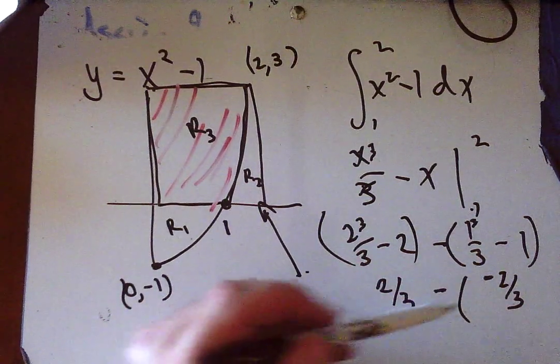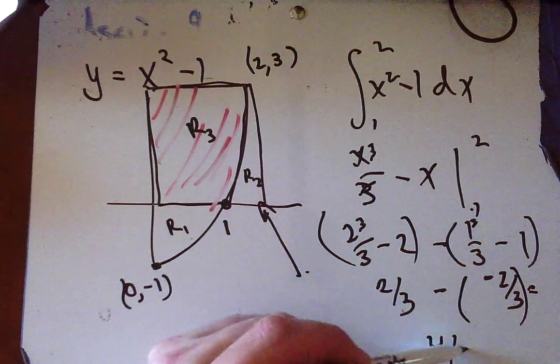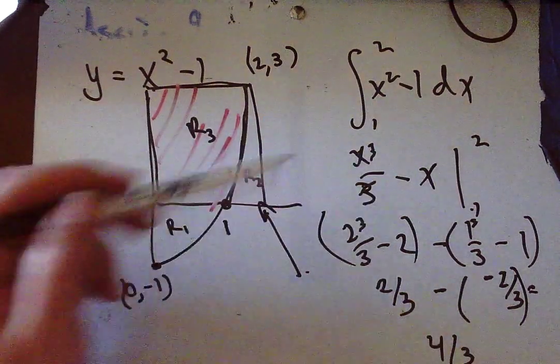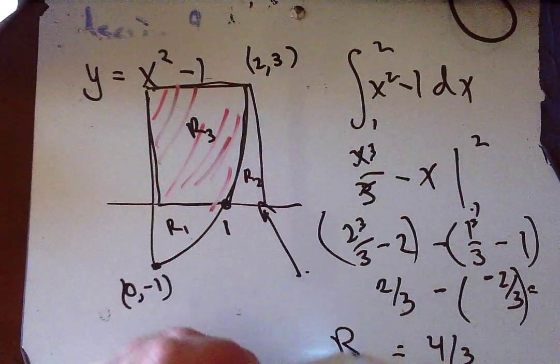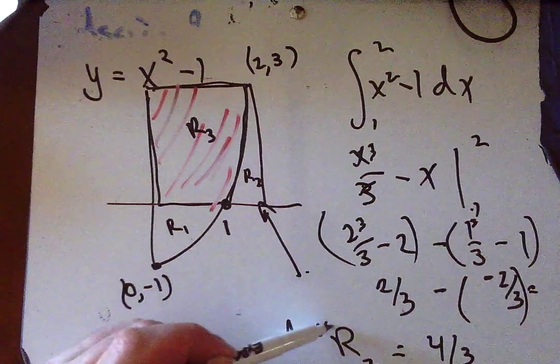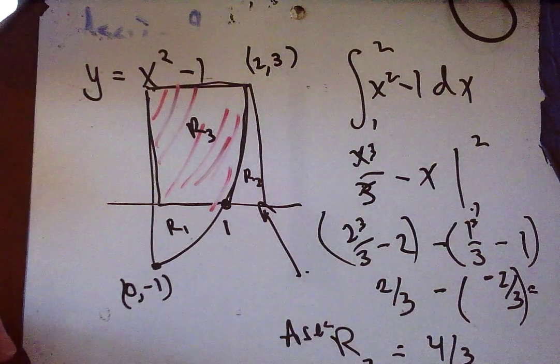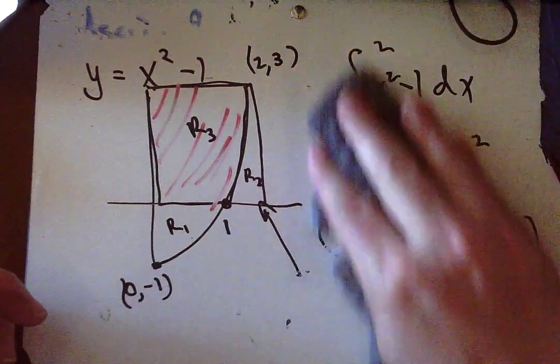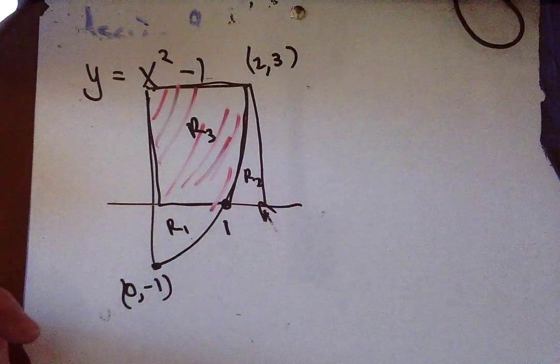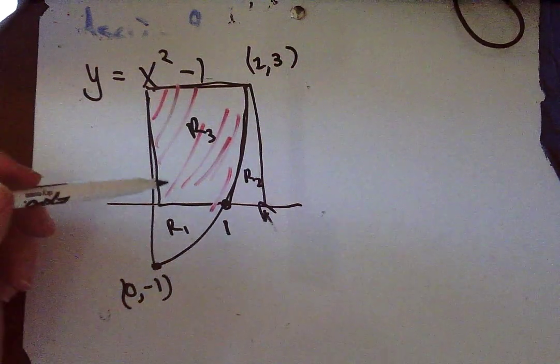So that's going to be 8/3 minus 6/3 is 2/3, minus 1/3 minus 3/3 is -2/3. Minus a minus 2/3 is going to be 4/3. So this is just a straight integral to find the area of R2. Well, what about these others? How will I do R1? How will I do R3?